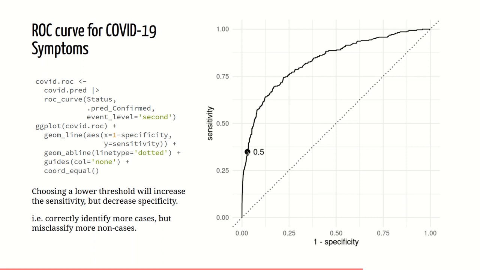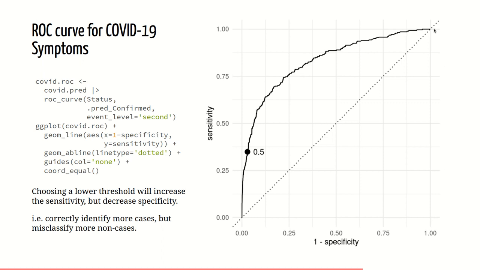Okay, but you can see that as I move along the curve, I trade these things off. As I lower the threshold, I'm going to be increasing my specificity. My specificity is going to go through 1. So that means that as I lower the threshold, I'm going to start getting all the non-cases correct. But I'm going to start also getting all the cases wrong. That's a bad thing. As I increase my threshold, I'm going to start getting all the cases correct. Right? My sensitivity is going to go up to 1. But I get all the non-cases wrong.